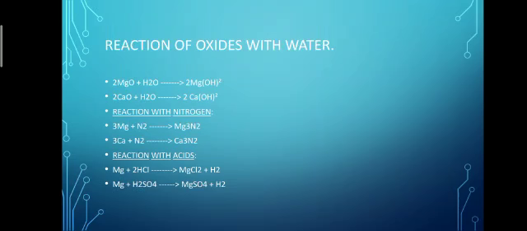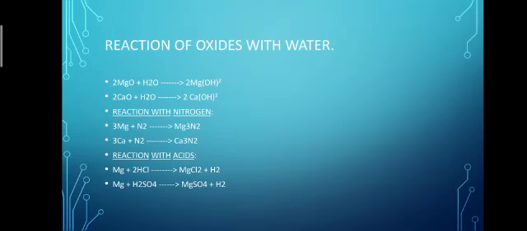Next is reaction with nitrogen. Magnesium and calcium react with nitrogen and form nitrides, that is magnesium nitride and calcium nitride. First, magnesium reacts with nitrogen to form magnesium nitride. Second, calcium reacts with nitrogen to form calcium nitride.